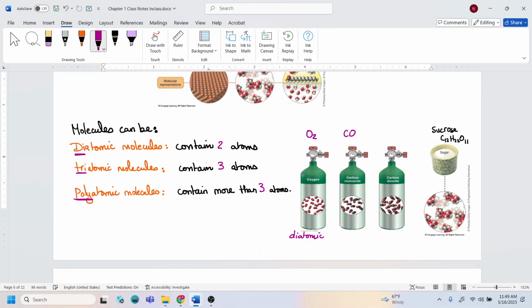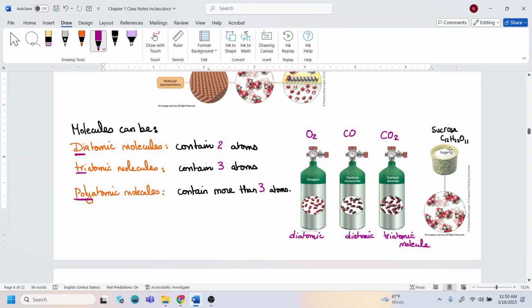Carbon monoxide is a CO gas. It is made up of two atoms as well, so this one is a diatomic molecule as well. Carbon dioxide is made up of a carbon and two oxygens, so this is three atoms. So we're going to consider this a triatomic molecule.